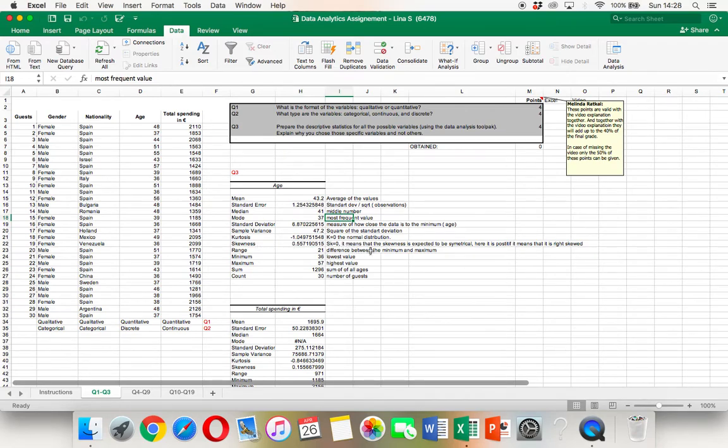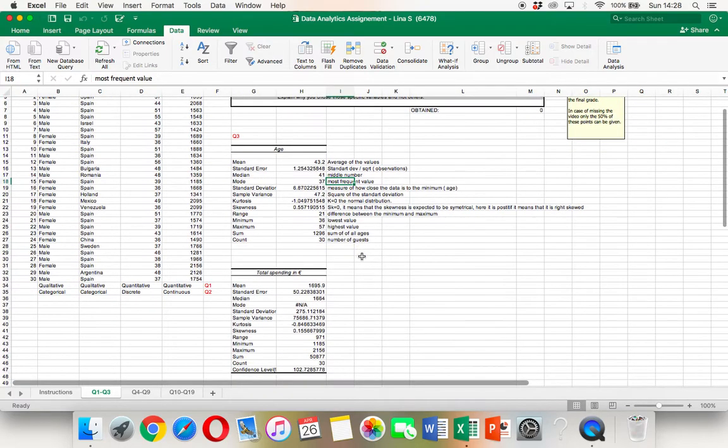If the skewness equals 0, it means that the distribution is symmetrical. But here, the skewness is positive, as you may see here, which means that it is right skewed. If it was negative, it would have meant that it is left skewed. But here it is positive, so it is right skewed. Then we have the range, which is the difference between the minimum and the maximum.